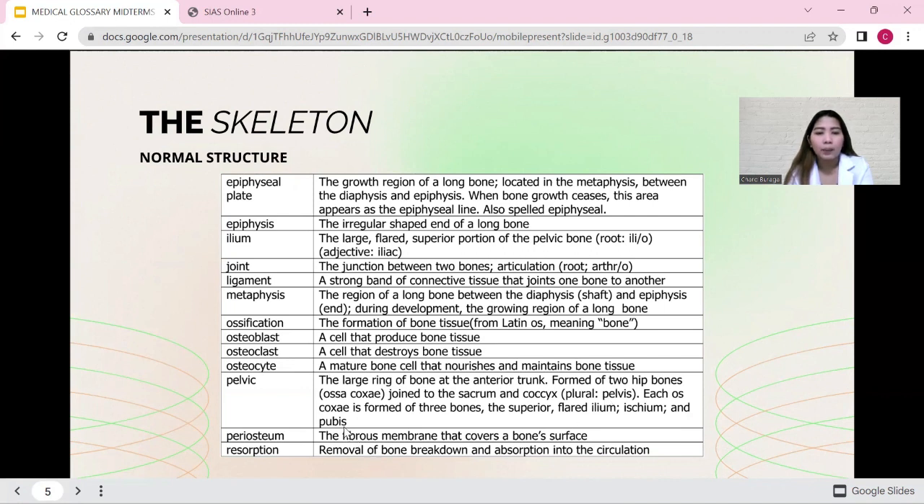Okay, the periosteum. So the fibrous membrane that covers a bone surface, the periosteum. The resorption, it is the removal of bone, breakdown and absorption into the circulation. So resorption yun, okay? Nagre-remove siya ng bone breakdown.